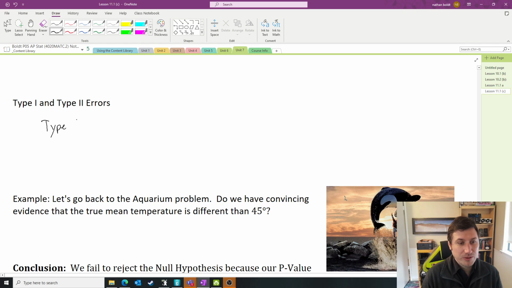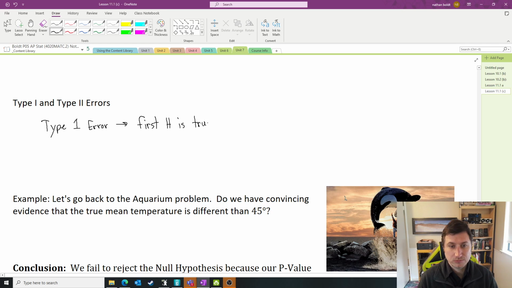Okay? So a type 1 error is if the first hypothesis is true. All right, so that's the null. But I'm using the word first because type 1, the first hypothesis is true, but we screw it up. It's an error, right?